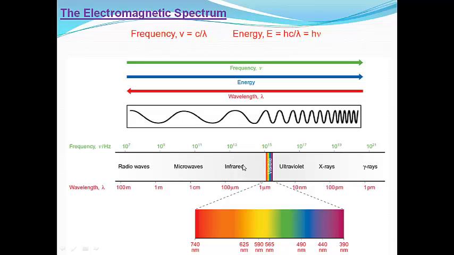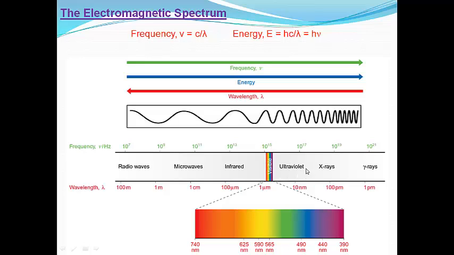We then move on to the infrared radiation, where those waves have a wavelength of 100 micrometers, and we see that the frequency increases to 10 to the 13. Then we come to the visible radiation. The visible radiation is what allows us to see, and is in fact what we see. The visible radiation allows us to see objects around us. And those wavelengths are just under 1 micrometer, and we see that the frequency is around 10 to the 15.